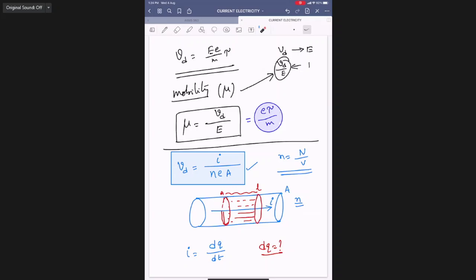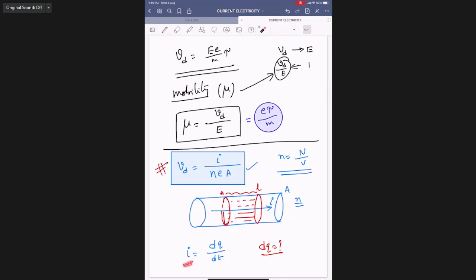Now we have to derive the formula for drift velocity: vd equals I by nA. You have to derive it. The number of electrons in a given volume per unit volume is small n. Let us take some volume here. The area is A and the length is L, so the total volume of this conductor is area into length.